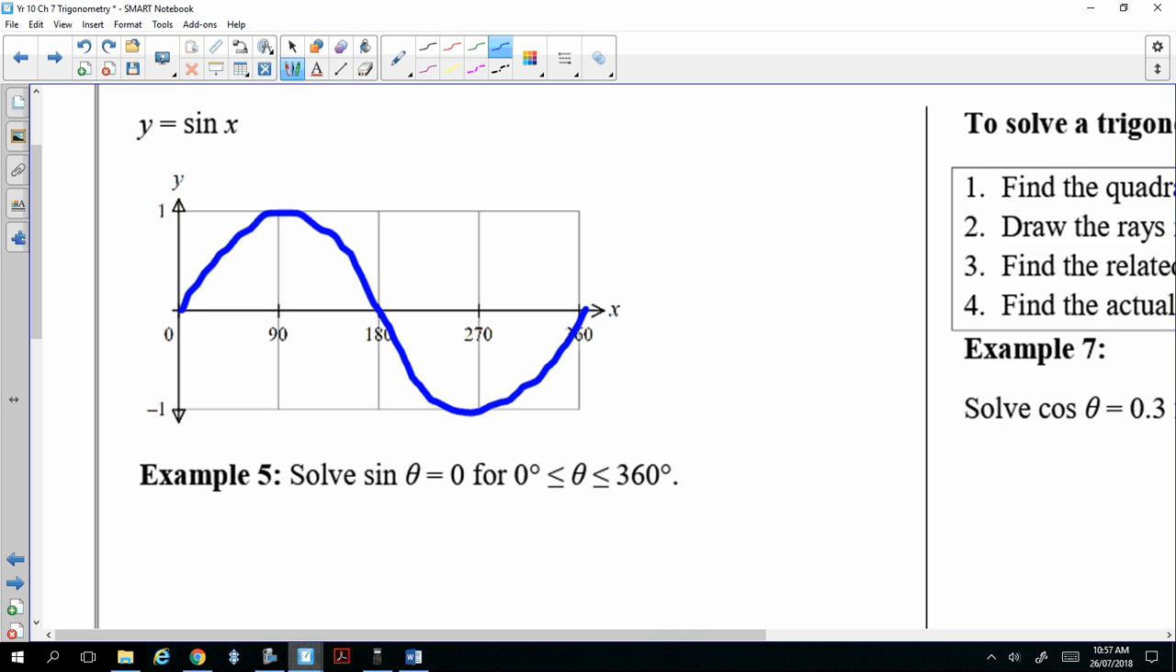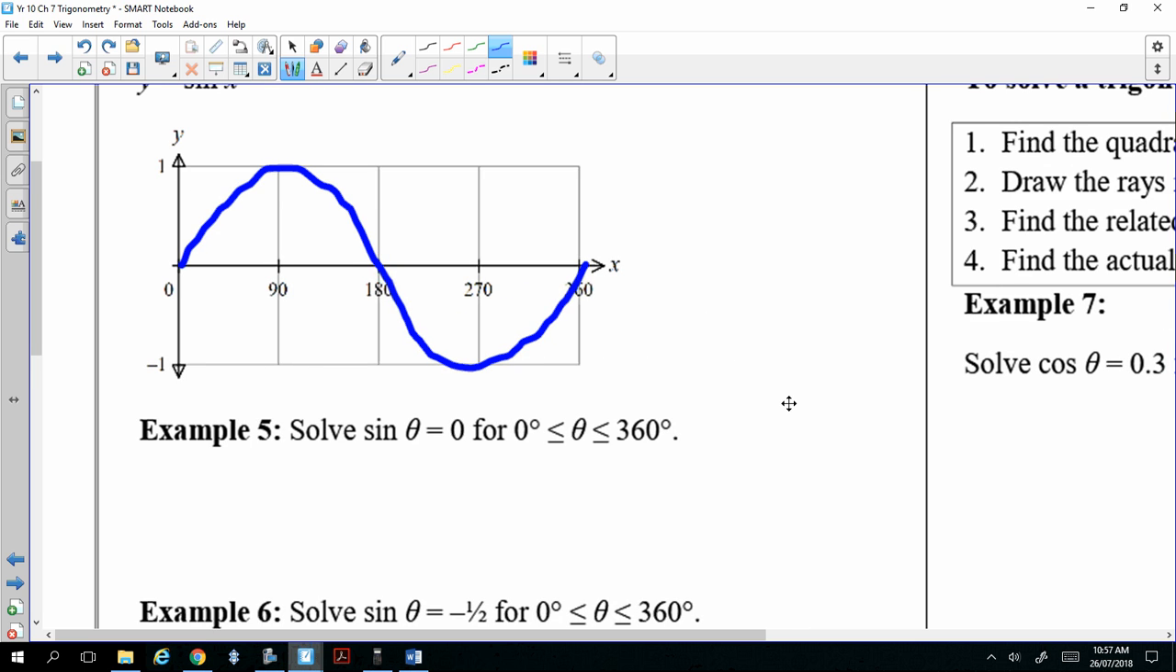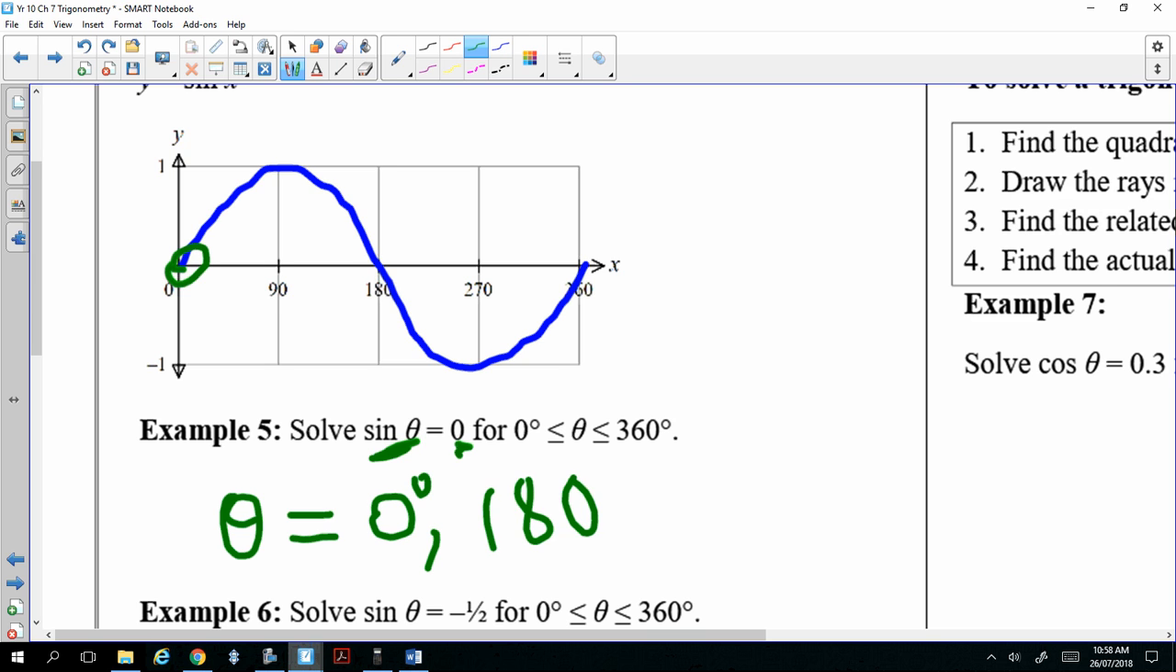After we drew the graph, we can work out what angle makes the sine ratio 0. So what's the angle going to be? When is the ratio 0? It's going to be 0 degrees, 180 degrees, and 360 degrees. Does that make sense? So when theta is these three angles, the ratio is 0.